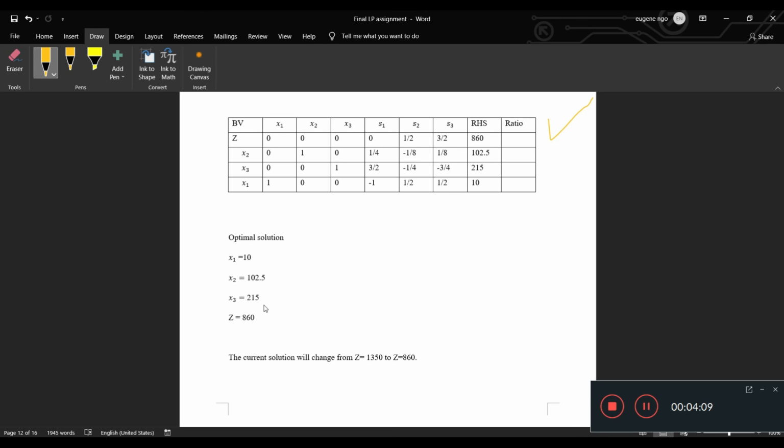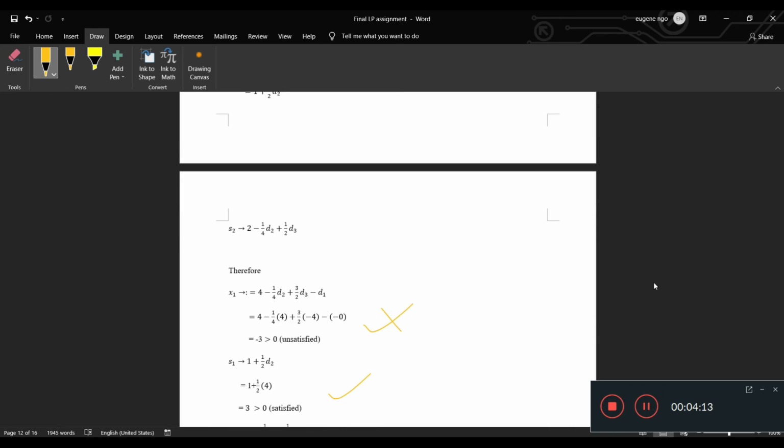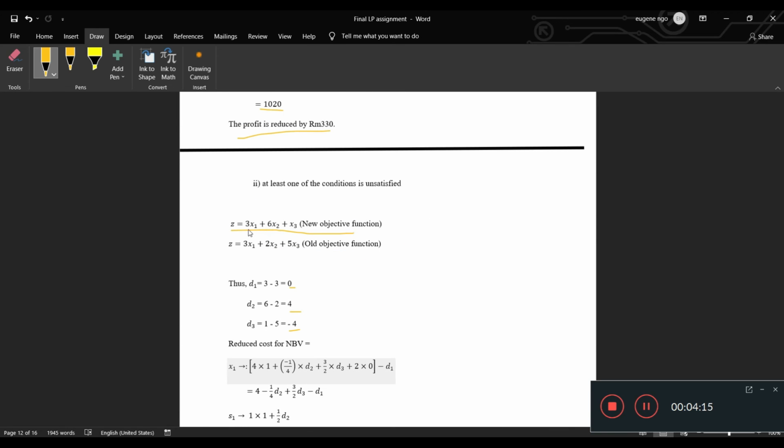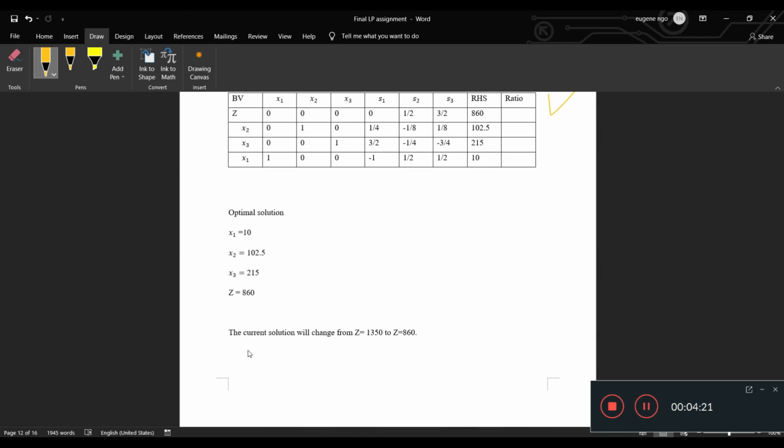Therefore, we can use the new objective function, 3x1 plus 6x2 plus x3, and the current solution will change from z equals 1250 to z equals 860. That's all from me. Thank you.